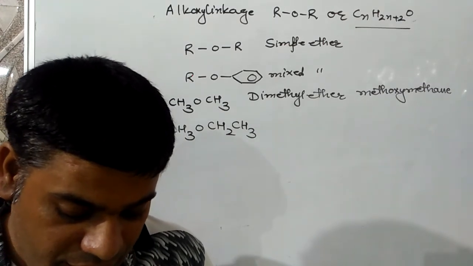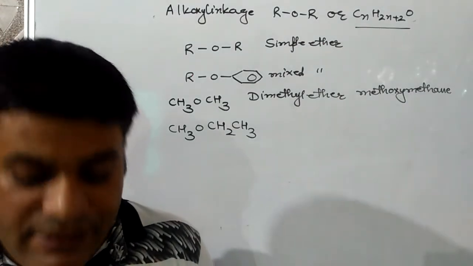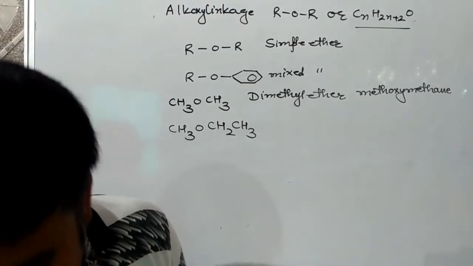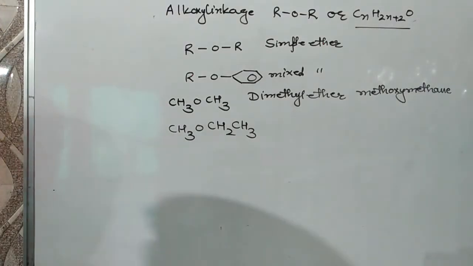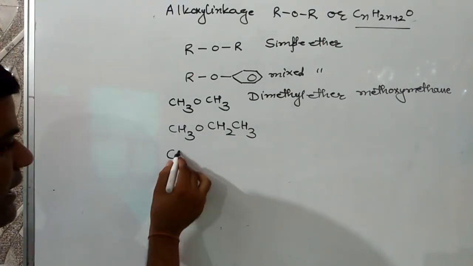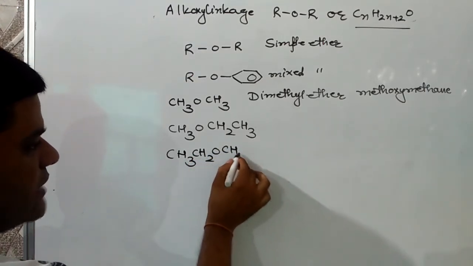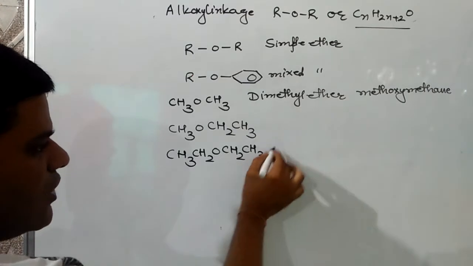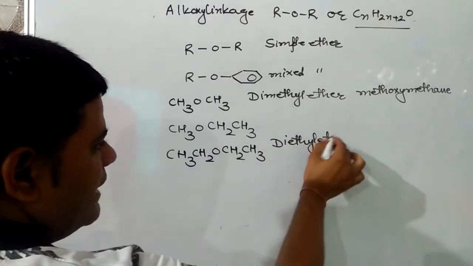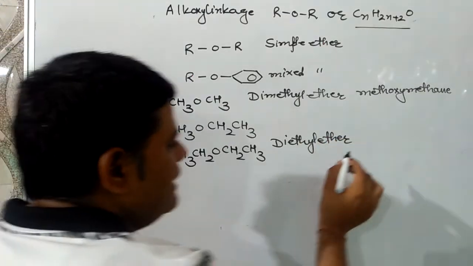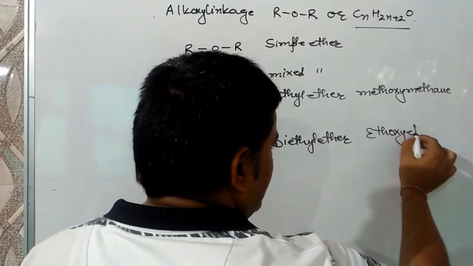Similarly, the next compound is CH3CH2OCH2CH3. The common name for this is diethyl ether, and the IUPAC name is ethoxyethane.